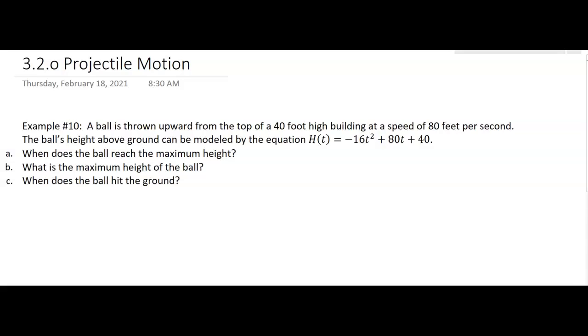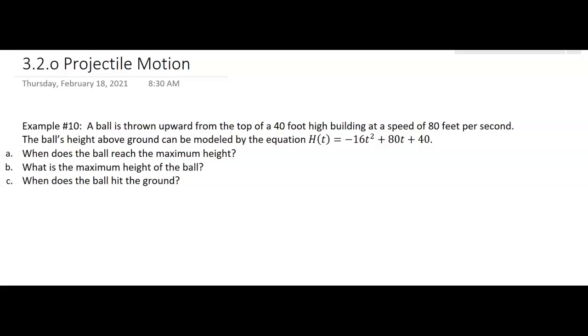So this is a projectile motion problem. Projectile motion problems usually have to do with throwing something up in the air, and gravity's going to take over, and it's going to come back down to the ground. Maybe you're shooting an arrow or hitting a baseball or something like that. We have a formula based on velocity and how high off the ground you are when you shoot the arrow or throw the ball or whatever, and you get a formula.